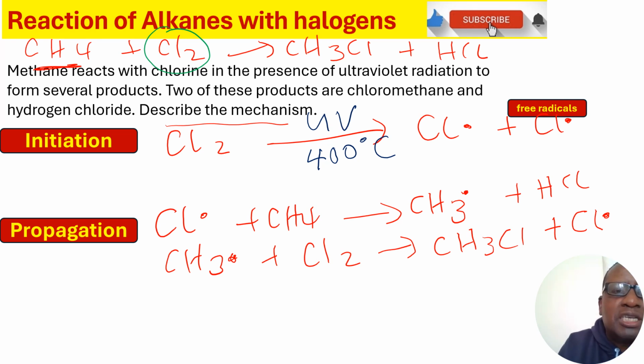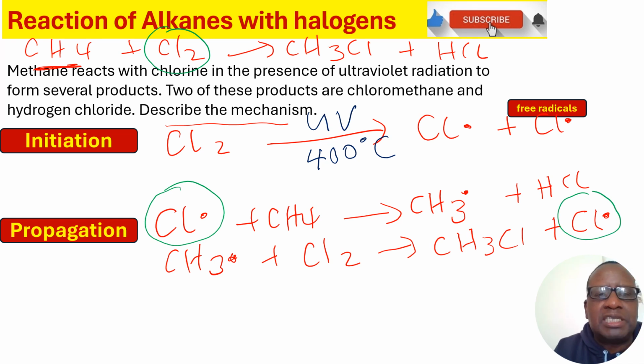What do we call a substance which takes part in a reaction and is regenerated? What is the Cl radical acting as? A substance that takes part in the reaction and is regenerated. Well done, it's called a catalyst.